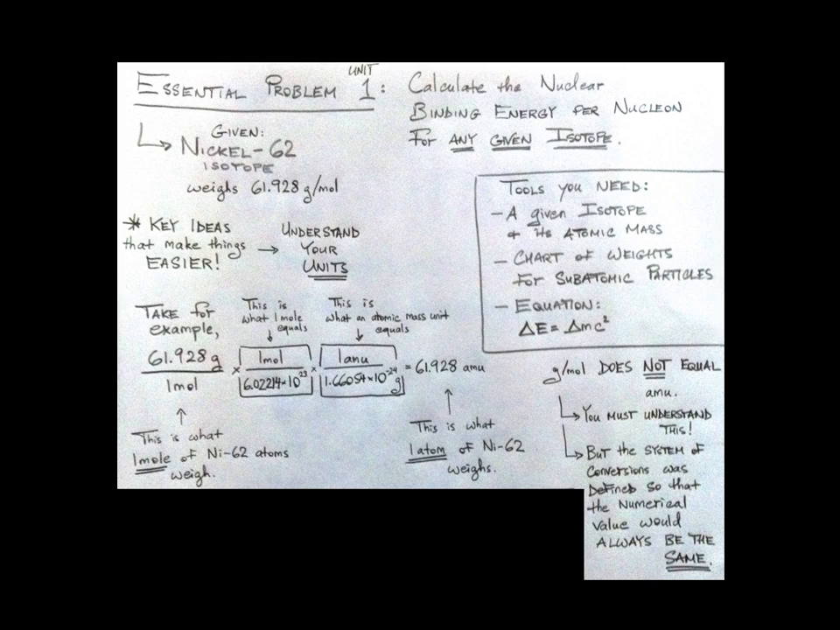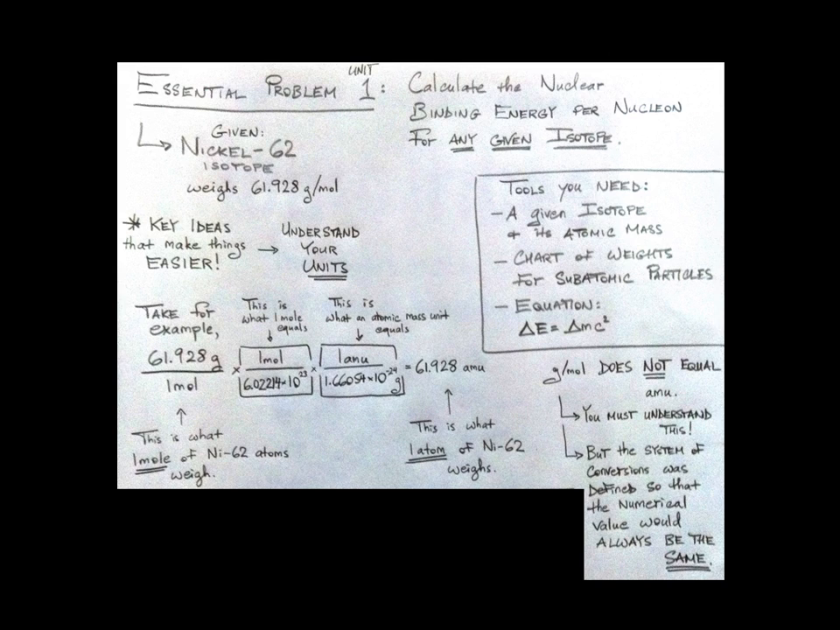Given the prompt, calculate the nuclear binding energy per nucleon for any given isotope, you will need the given isotope and its atomic mass, a chart of the weights for each subatomic particle that you will use, and the equation ΔE = Δmc². Now in this case, we're going to take the nickel-62 isotope weighing 61.928 grams per mole.